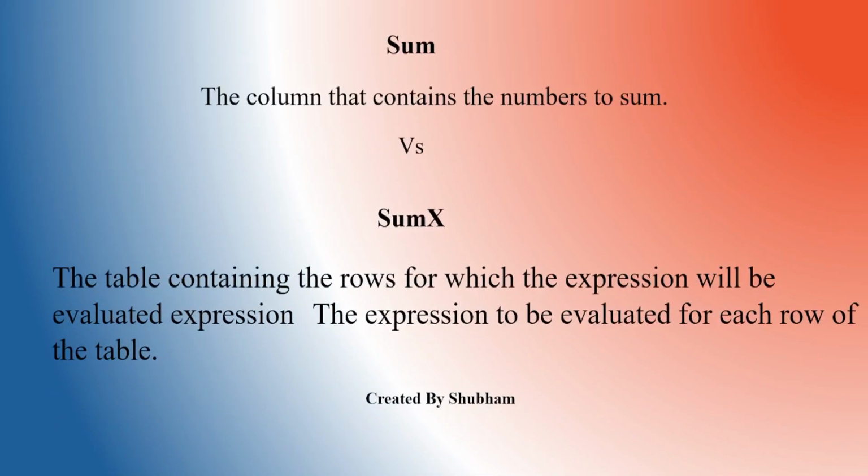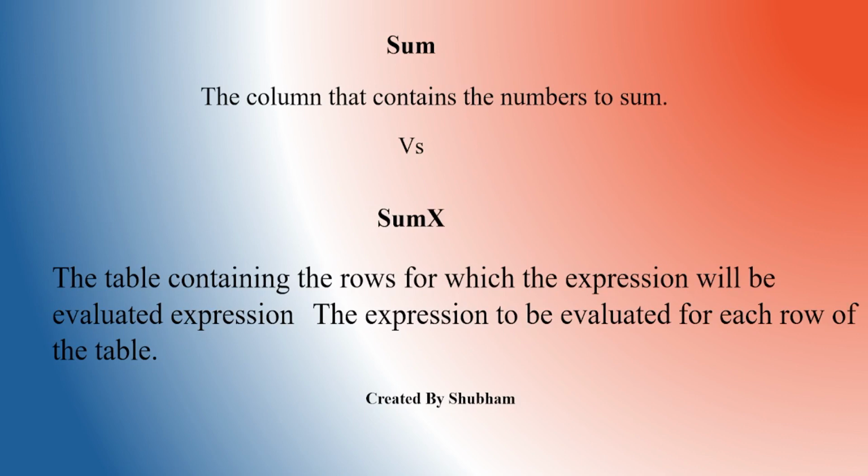So here are the definitions. For SUM: the column that contains the numbers to sum. SUM calculates the aggregate value of the entire column. Now let's talk about SUMX. The table containing the rows for which the expression will be evaluated, and the expression to be evaluated for each row of the table.